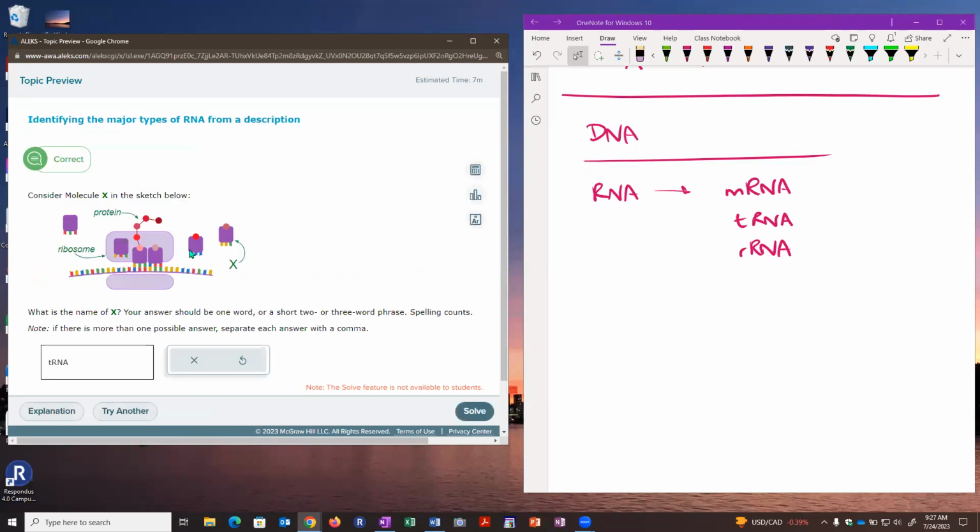So in some cases, you're provided with a diagram, and in other cases, you're provided with an actual description.